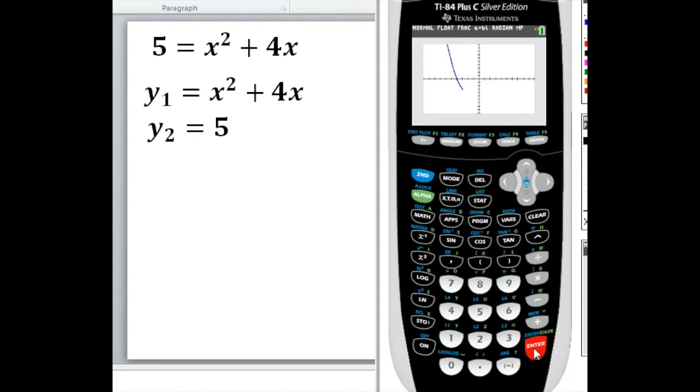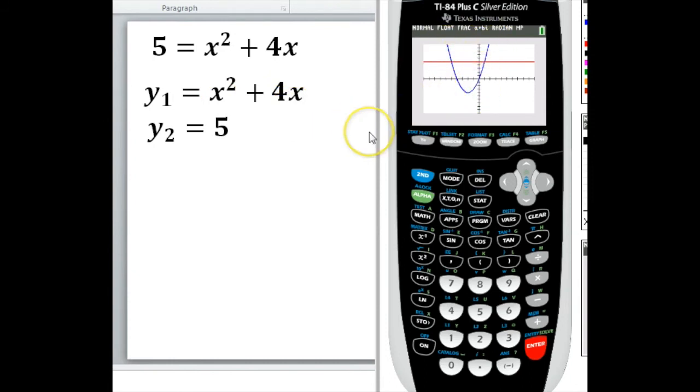And let's see what this looks like. That's my first equation. That one's in blue. My calculator does it in colors, but yours may be just black and white, and that's fine. Okay, so right here is my horizontal line at y equals 5. It goes straight across. That's the one in red. And then my quadratic, this is my x squared plus 4x. That's the one in blue.